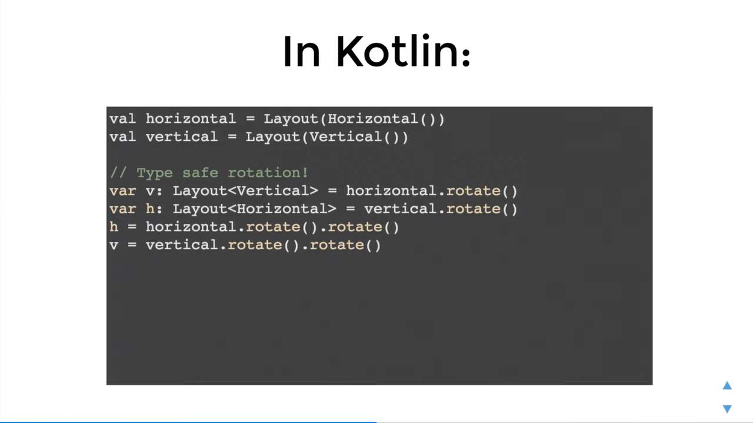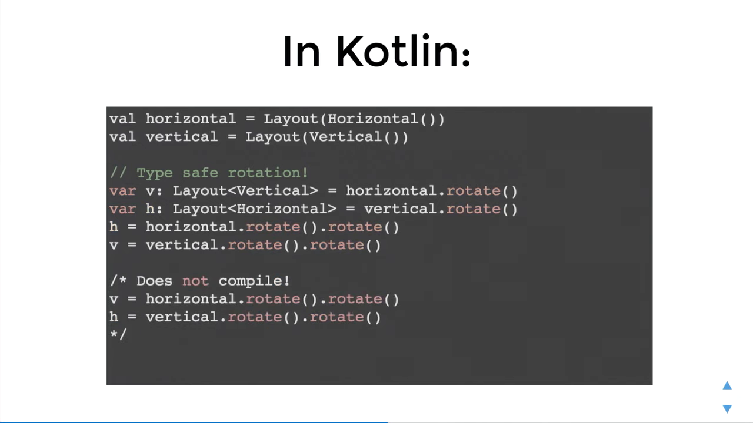This allows us to really bake this into our type system, which is a nice thing to have. So if you accidentally rotate a horizontal and assign it to horizontal, you won't be able to do that. It'll fail with a compiler error. If you rotate it twice, it's the identity. But if you do the identity and assign it to a different type, then it does not compile. So the things on the bottom do not compile.